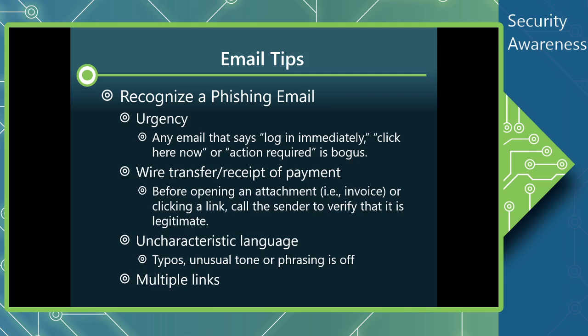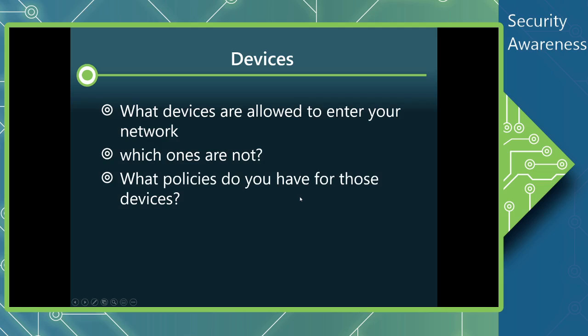Other things, uncharacteristic language. So if there are typos, an unusual tone, or the phrasing is just off, it's probably going to be a bogus email. Also, watch for emails that have multiple links in them. Most people, if they're going to send something, there's probably going to be one link down in the signature block to get you back to the company site. But if there are links littered throughout the email, it's probably a bogus email.